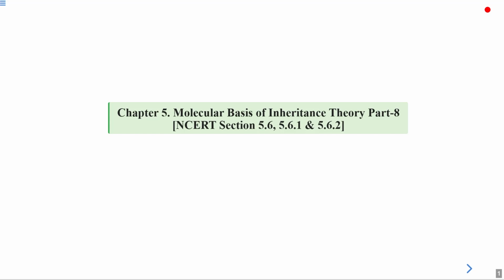Hello everyone. So today we are also going to continue chapter number 5, that is molecular basis of inheritance, and this is theory part 8, and in this we are going to cover the NCERT section 5.6, 5.6.1 and 5.6.2. So basically today we are going to learn more about the genetic code, like how that mRNA is going to be translated to protein.